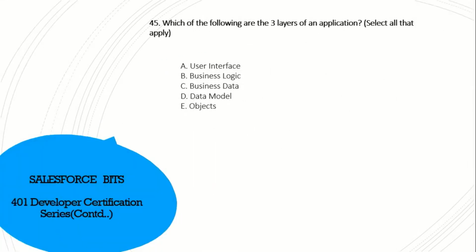Which of the following are the three layers of an application? This should be user interface, business logic, and data model. Yes, user interface, business logic, and data model are the three layers of an application. In fact, any application.